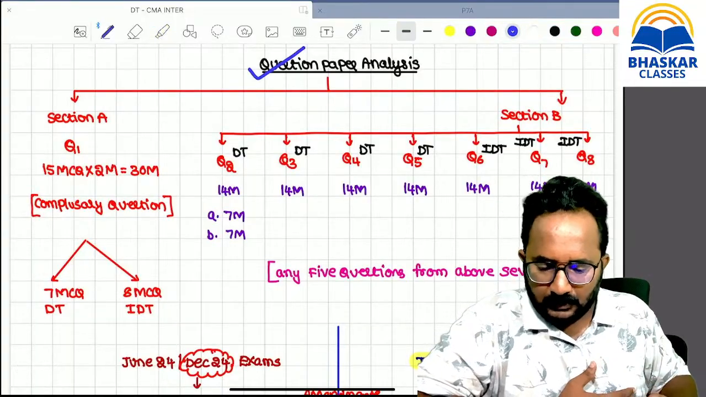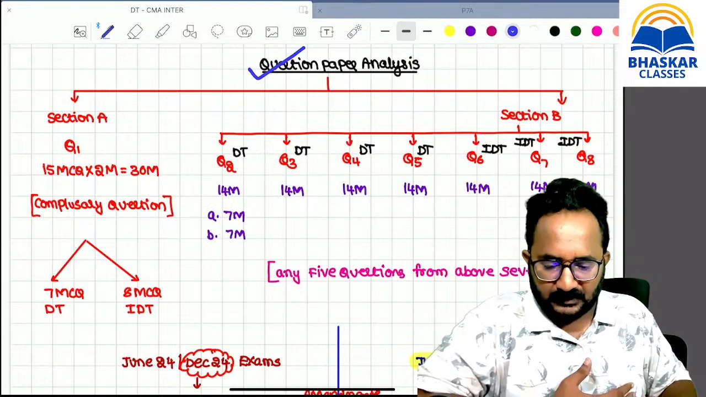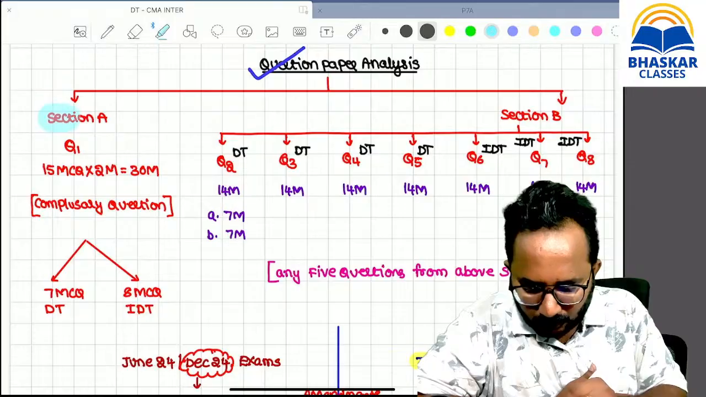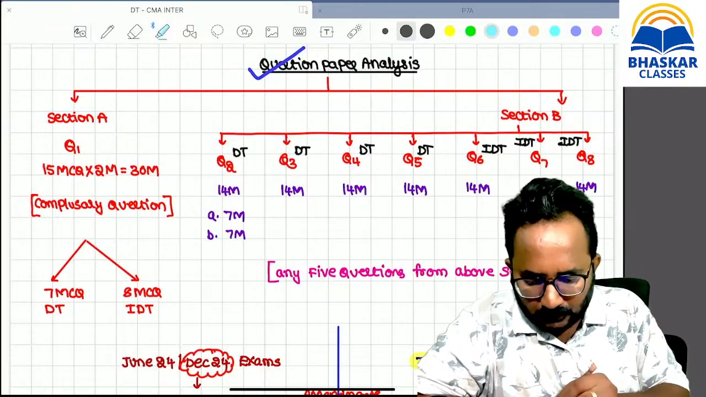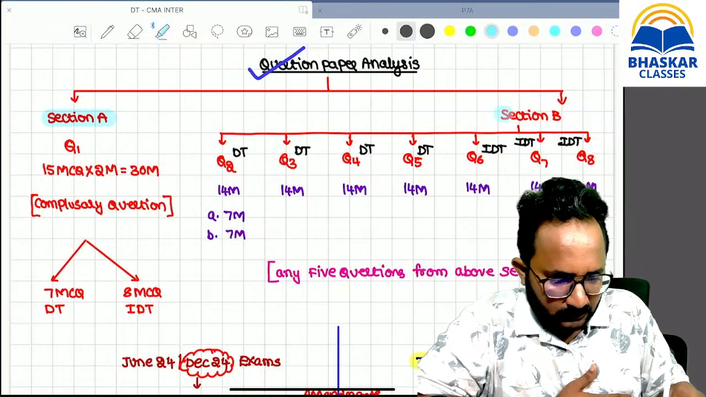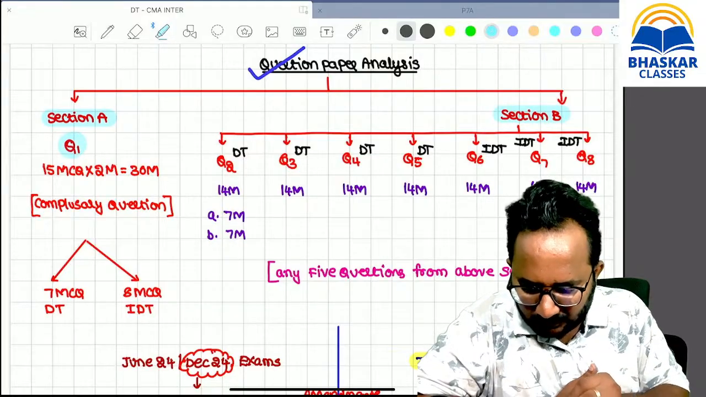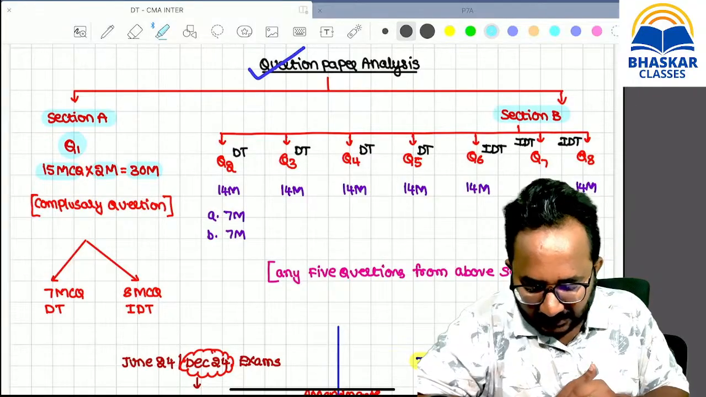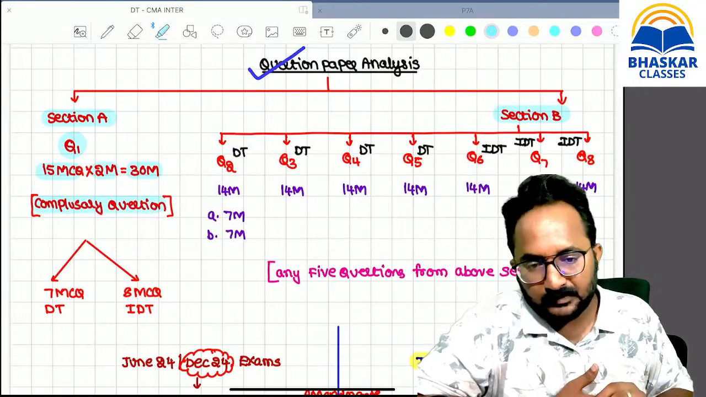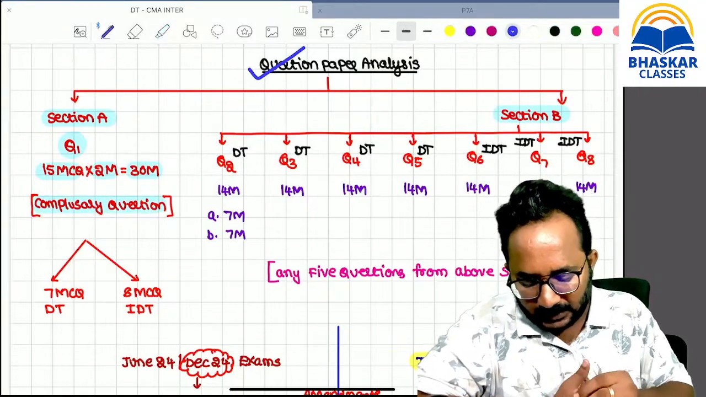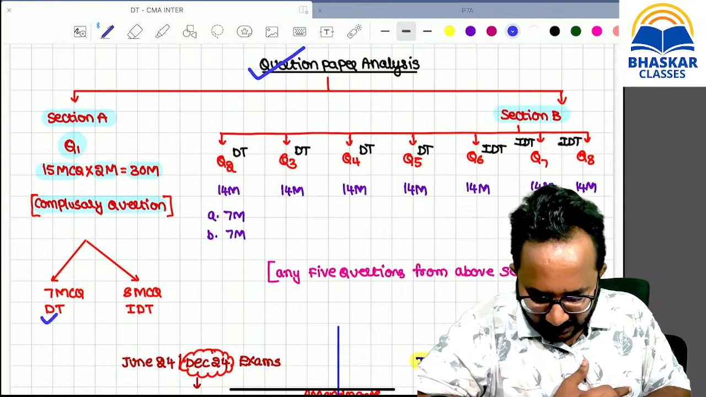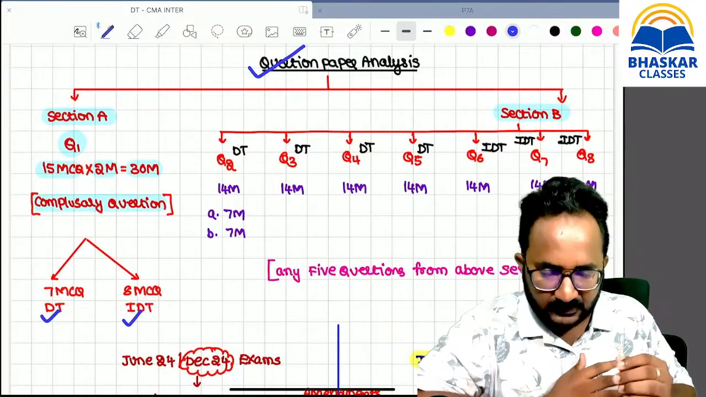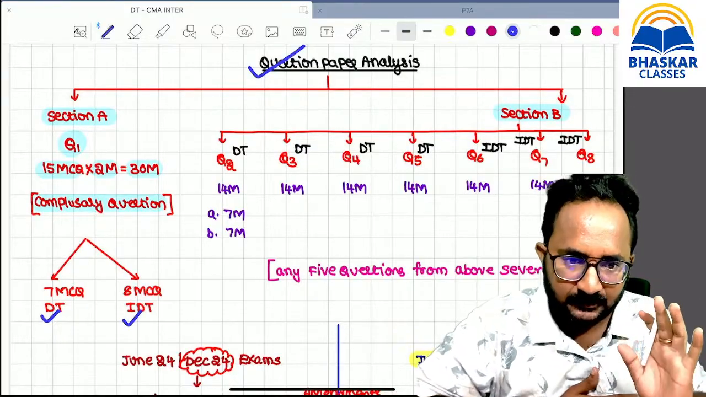Section A is nothing but question number 1, which is always MCQ only. So we have 2 sections, section A and section B. First, question number 1 has 15 MCQs, each 2 marks, entire 30 marks. It is a compulsory question. Usually, every attempt, we get 7 MCQs from direct taxation and the remaining 8 MCQs from indirect taxation.